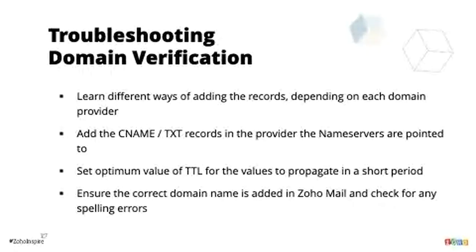Next, you need to make sure that you're setting the value of TTL to an optimum value. You can probably set a value of 600 seconds so that it does not take too long to propagate. And finally, we know that this is very simple and it's not even something that we should probably be telling you. But sometimes we also notice cases where the domain name has been added wrongly. Make sure that there are no spelling mistakes when you're adding your domain name. So that is about domain verification.